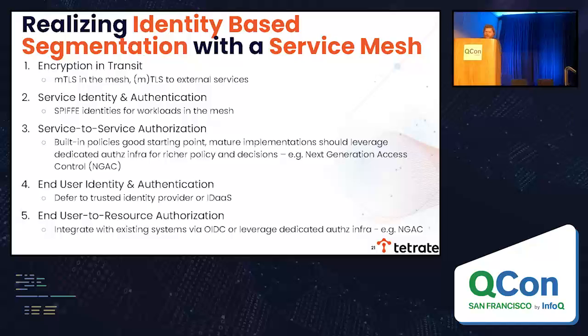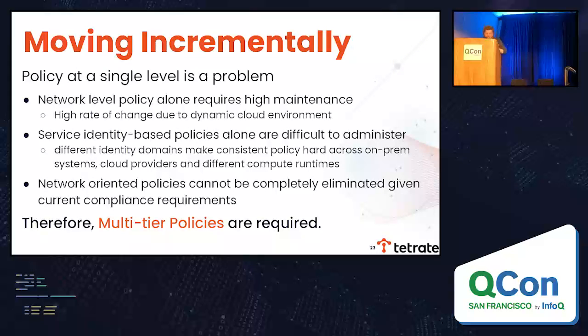So the final thing that I want to cover then is how can we start to move incrementally from the kind of current system that we have today, a perimeter-based system, into some of this identity-based policy, and what are some of the benefits of doing that? So first off, policy at any one layer is going to have shortcomings and pain.